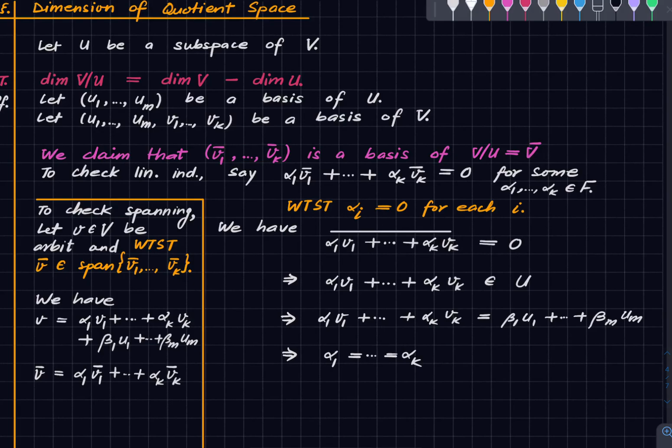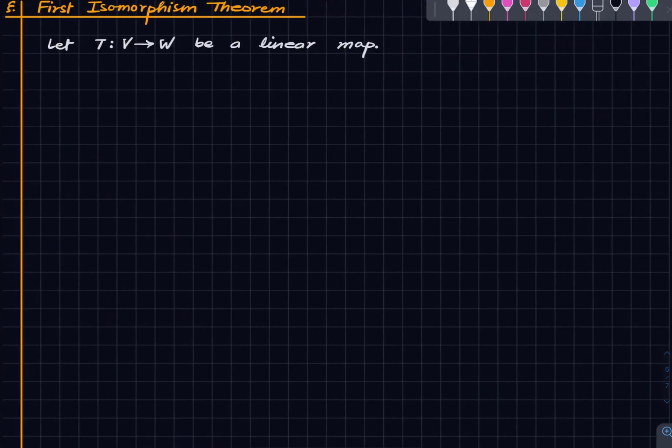And now it is clear that the dimension of the quotient is the difference of the dimensions, because the dimension of the total space is k plus m, the dimension of the subspace is m, and therefore the dimension of the quotient space, which is k, is the difference between m plus k and m, which is k. All right, so we now know how to find the dimension of the quotient of a vector space by its subspace. It's just the difference. And this leads us to a very important theorem called the first isomorphism theorem.